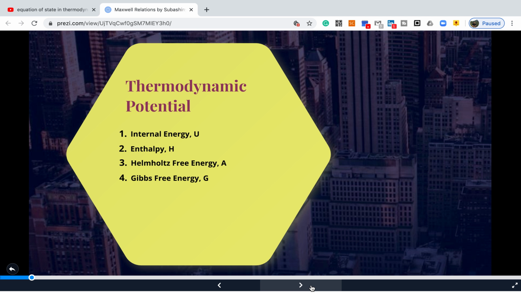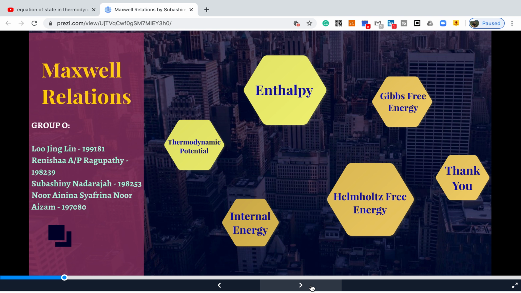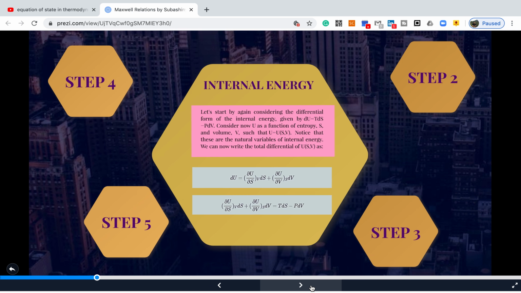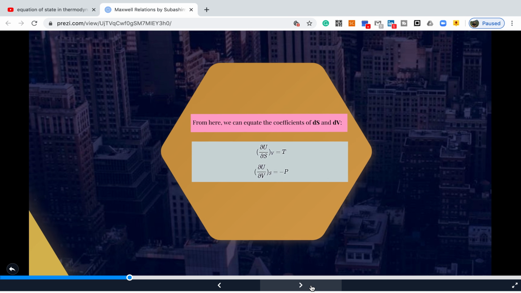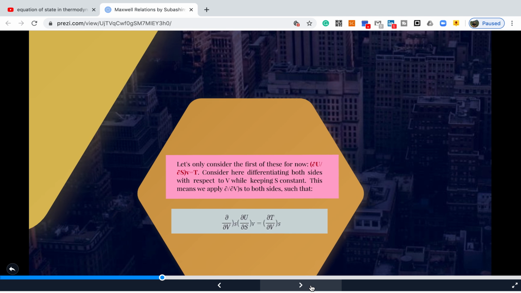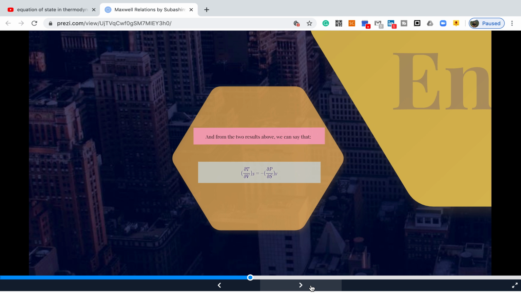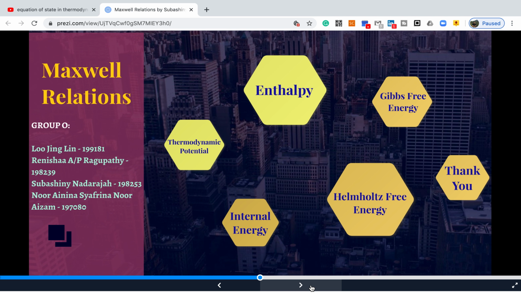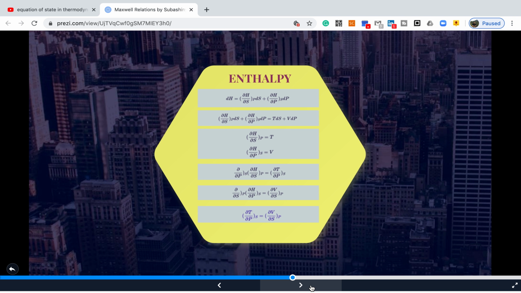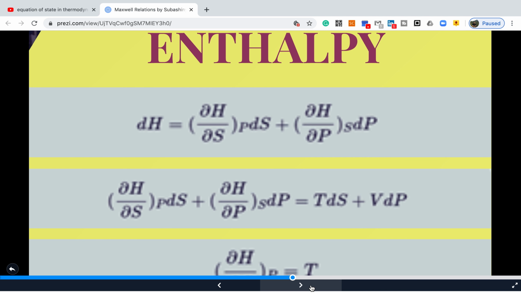Okay, so basically there are four, right? Internal energy U, enthalpy, Helmholtz and Gibbs free energy, derived from the thermodynamic potential. They derive them one by one, according to the steps: step 1, step 2, 3, and 4. Okay, so this is how deriving from internal energy. And from enthalpy, they don't really derive. It's okay, no problem. They derive slightly, but it's not really clear. So maybe next time you can ensure that it is clear so that I can give you full marks.